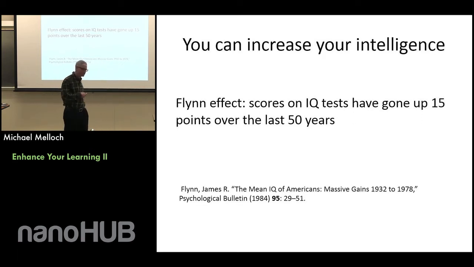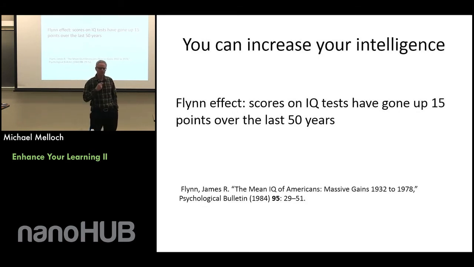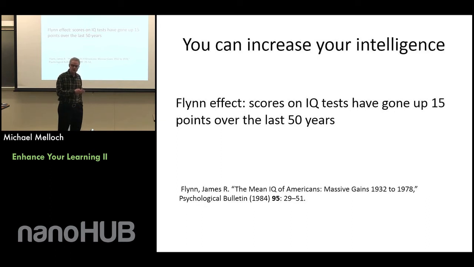But James Flynn discovered that if someone takes an IQ test today and gets 100 on it, and then he gave them an IQ test from 50 years ago, they would score 115. That's a standard deviation. So IQs, or whatever an intelligence test measures, has been going up.